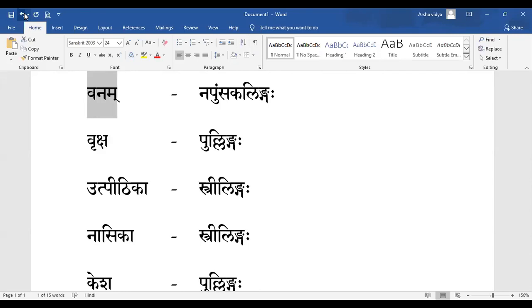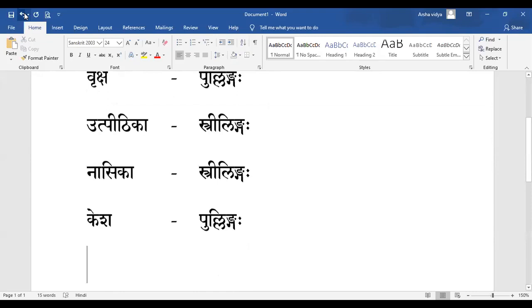A Shabda has gender, and it doesn't depend on the meaning of the word or the nature of what it denotes. It has no connection. You have Shabda as gender. That's all.